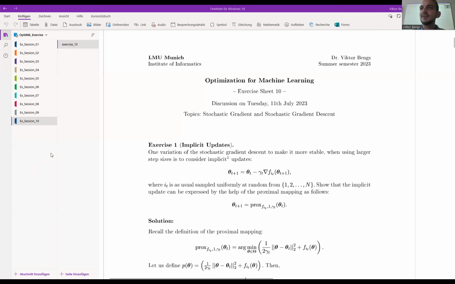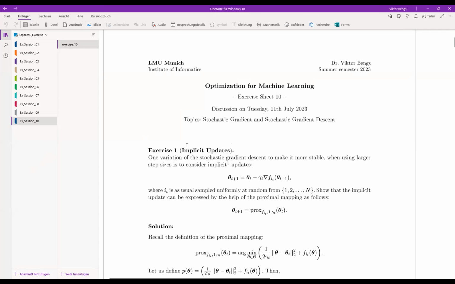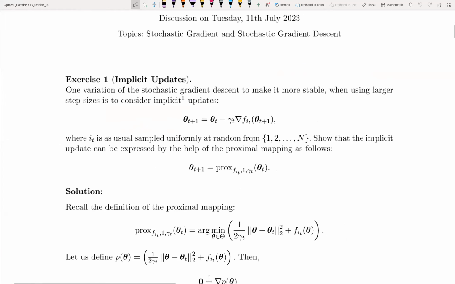All right. Hi, and welcome everyone to exercise course number 10, where we will codingly talk about exercise sheet number 10, which is about the stochastic gradient and also the stochastic gradient descent. And as usual, we start with a very quick warm-up exercise to get into the flow. And this exercise here is about the so-called implicit updates of the stochastic gradient descent.